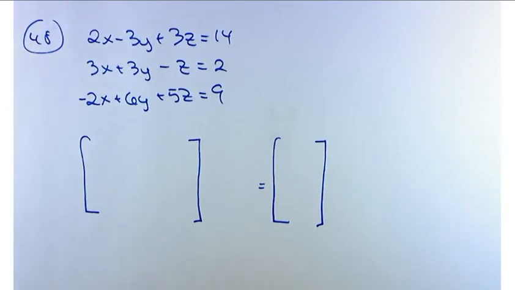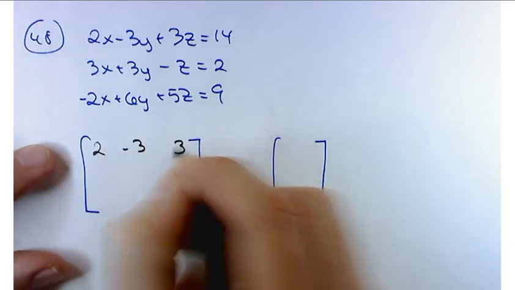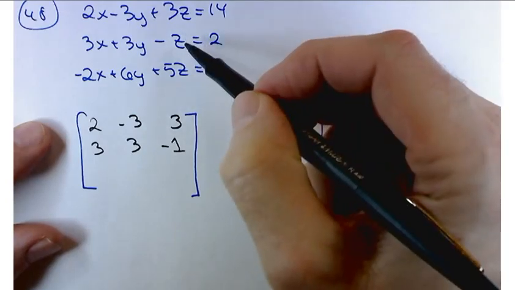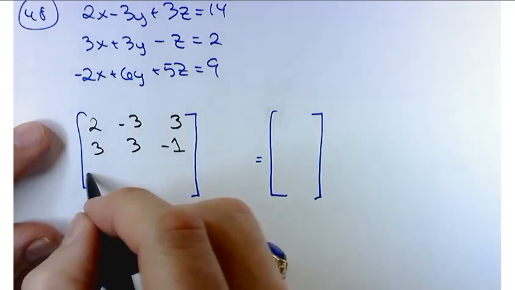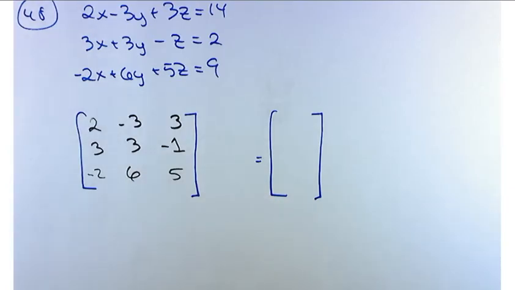And the idea is that we're not going to actually try and solve this by hand. We have to understand a little bit about computers, graphing calculators, and how they work. And what they work with primarily is numbers. So on the left-hand side of this, let's look at just the number part. And the number part of this is the coefficients. So on the left-hand side, the coefficients are 2, -3, and 3, 3, 3, and -1 for the z, and -2, 6, and 5. So those are the coefficients on the left-hand side.